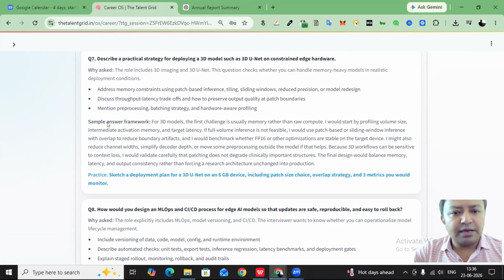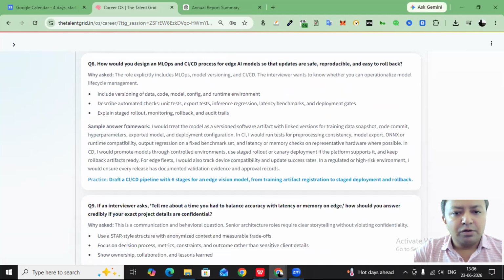Okay. Let's get to the next question. So the next question is, how would you design an MLOps and CI/CD process for edge AI models so that updates are safe, reproducible, and easy to roll back?